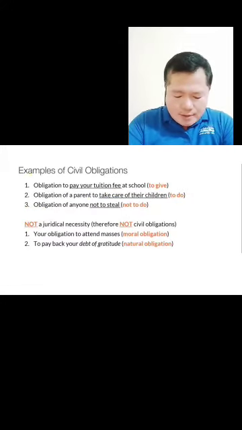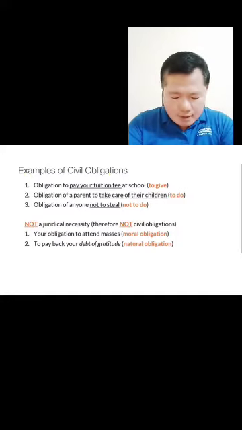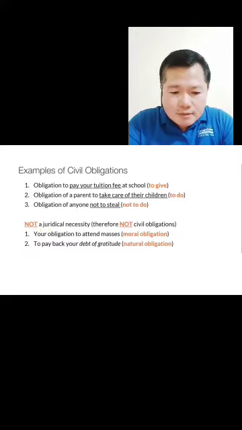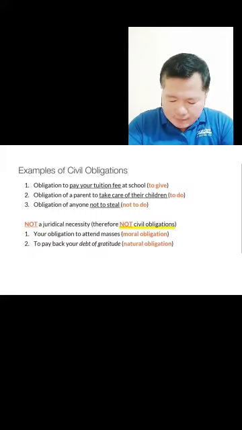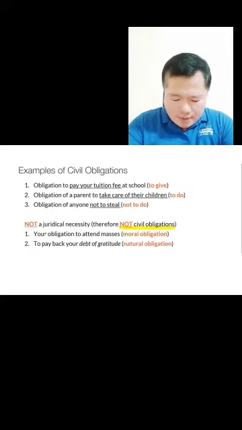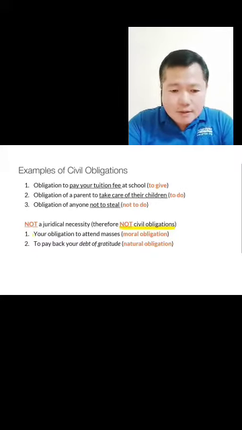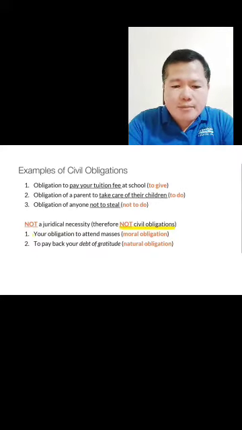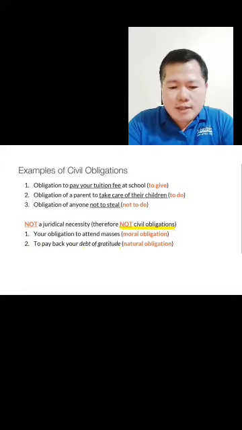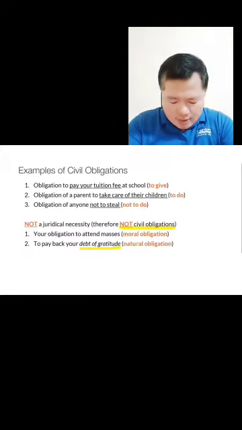So let's go back to the different examples of civil obligations that we have mentioned earlier. Then, what follows are the different obligations. What is being written here? The different obligations, but it's not juridical necessity. Meaning, hindi siya nag-fall under the meaning of civil obligation. So number one, your obligation to attend mass. That is a moral obligation. Hindi yan civil obligation. Second, to pay back your debt of gratitude. Natural obligation yan. So, utang na loob. Hindi yan nafa-fall sa civil obligation.